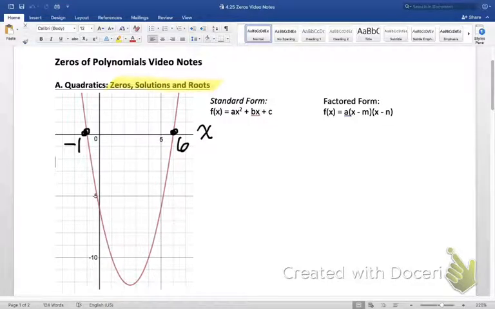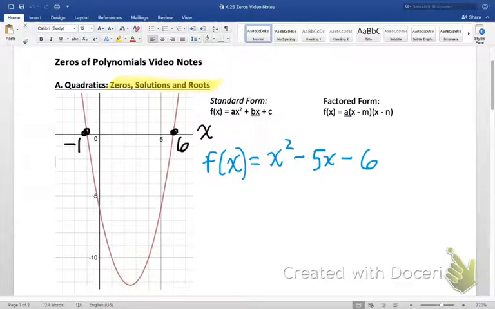So to start, I want to remind you that we have different forms of quadratic equations. In standard form, we have f of x equals ax squared plus bx plus c. And in this case, I know that the standard form equation is f of x equals x squared minus 5x minus 6. But we could actually get the factored form of this quadratic by thinking about how we would factor x squared minus 5x minus 6.